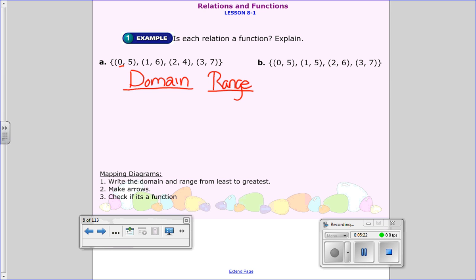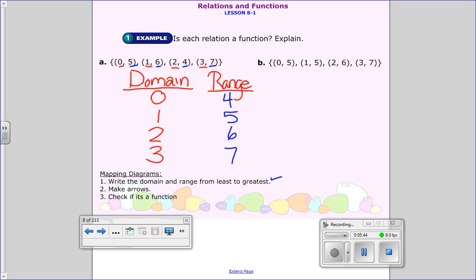So I'm going to do my domain or x values first, 0, 1, 2, and 3. I'm going to just list them. All right, and then I'm going to do the same with the range. Well, my range is 5, 6, 4, 7. Again, I want to write them from least to greatest. 4, 5, 6, 7. So that's step 1. Step 2 says now make the arrows. Actually find out where each one goes.